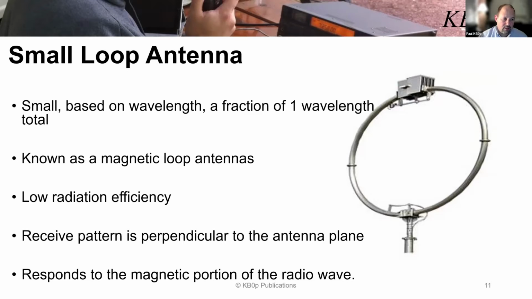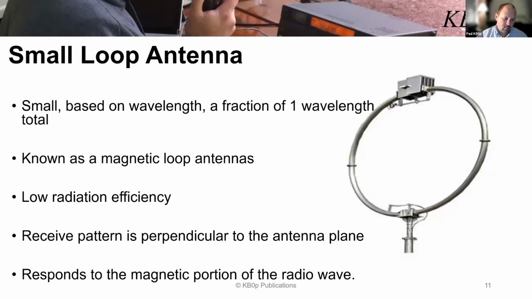A small loop is known as a magnetic loop antenna because of its small size. The voltage is very low around the loop. And because of that, the loop tends to respond more to the magnetic portion of the radio wave. And that's one of the advantages actually for receiving. It has a low radiation efficiency. So in other words, when you transmit on a small loop, we're not talking about transmitting loops in this presentation. We're actually talking about receiving loops. But a loop will have a low radiation efficiency. So if you were to use a loop to transmit, your signal will not propagate as well as compared to using a large loop. So the efficiency is considerably lower.